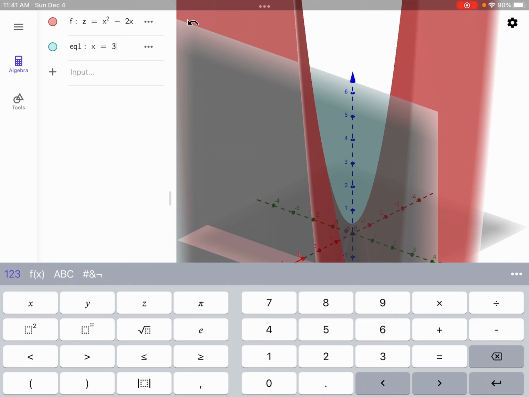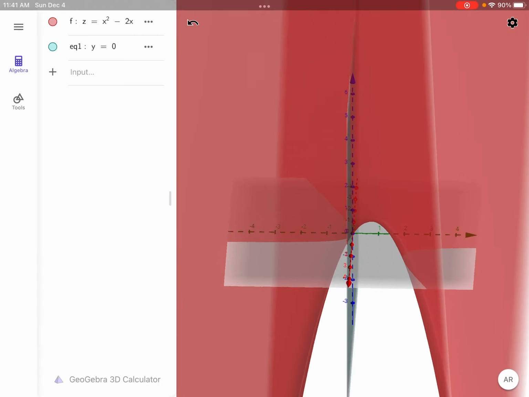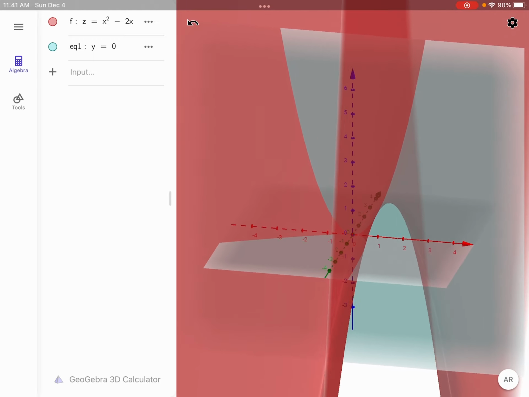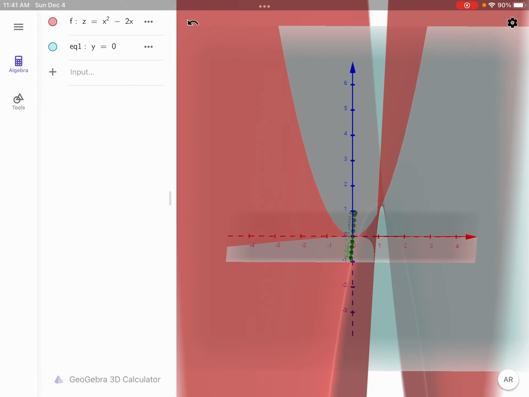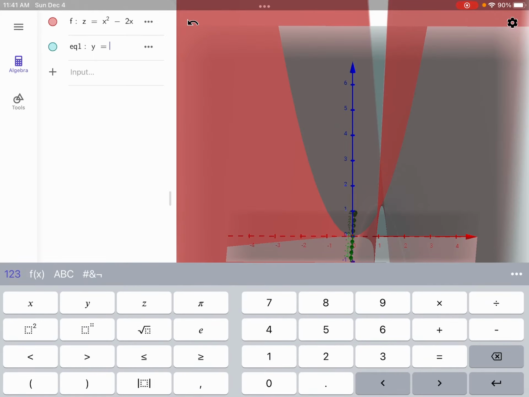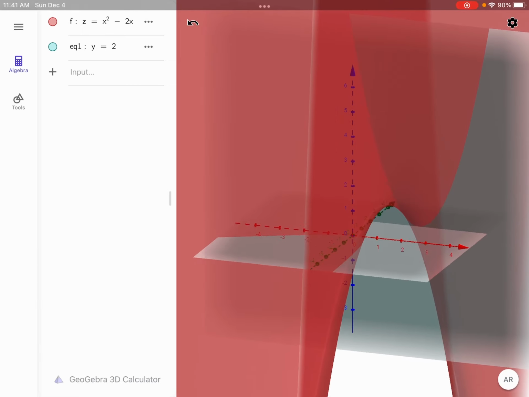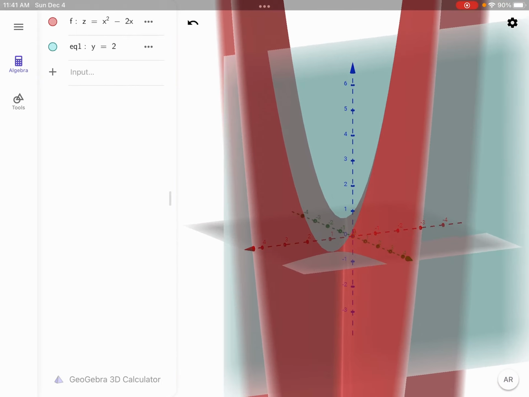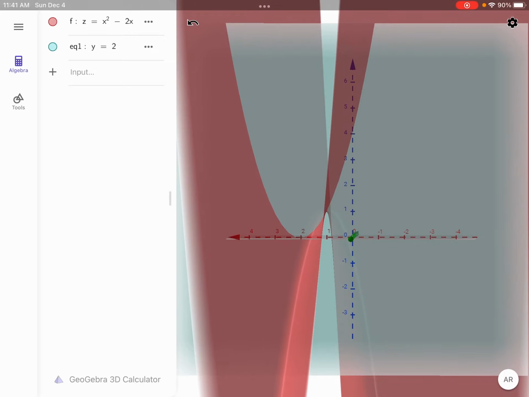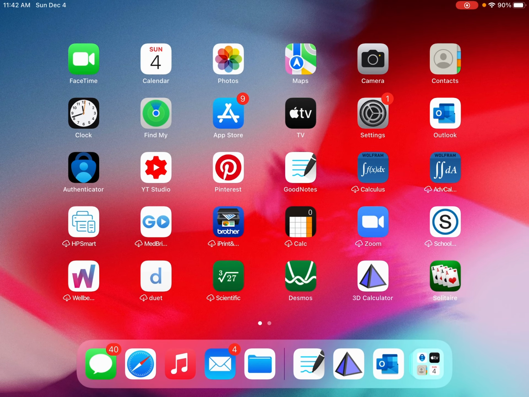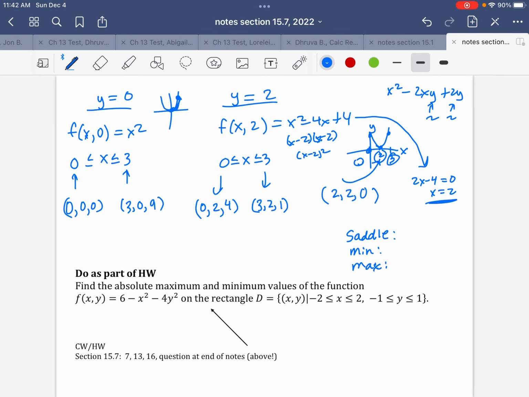So if you do y equals 0, you see when it's intersecting the graph, it looks like a parabola there when it intersects the red and the blue. And if I do y equals 2, when it intersects, you see how it's intersecting at that parabola there. And so that's what I was talking about. Okay, all right, so you just go ahead and then you summarize.